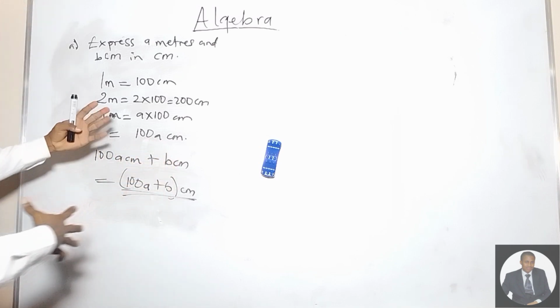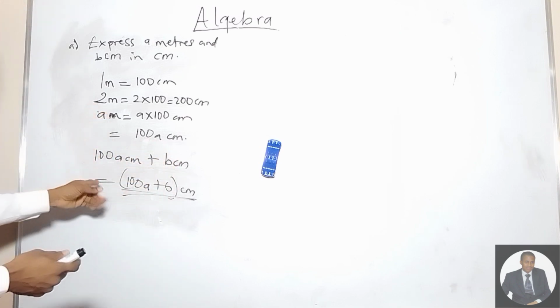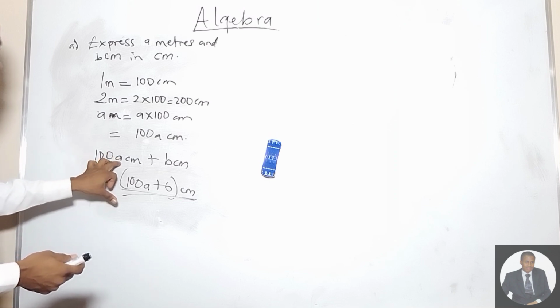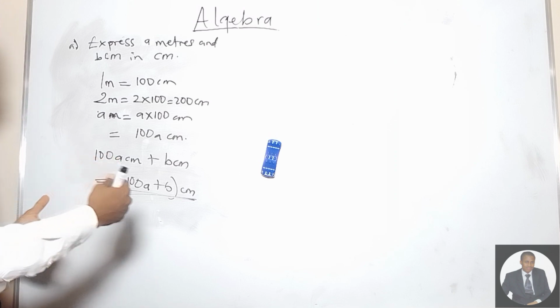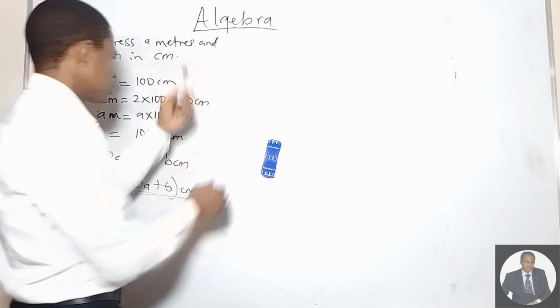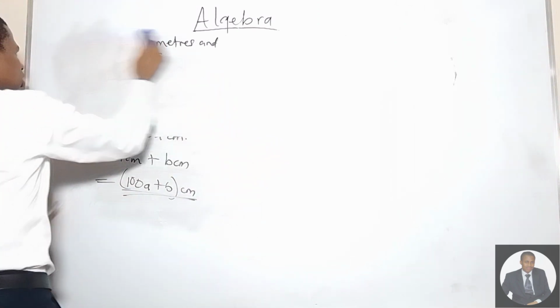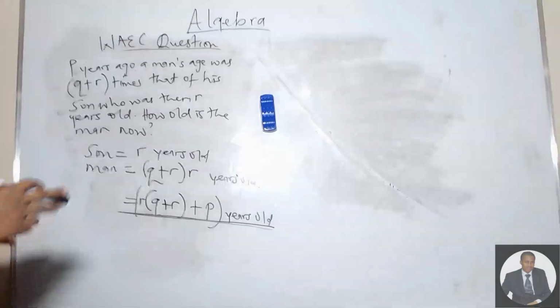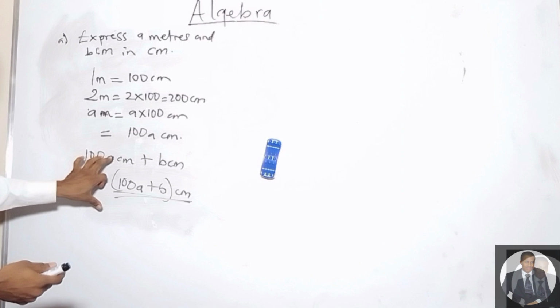So with this representation of numbers with letters of the alphabet, we will be acquainted with what we mean by algebra. I want to believe with some of these examples, we've been able to have a grip, a little mastery and understanding of what algebra is. In our next class, we are going to delve more into the algebra topic.